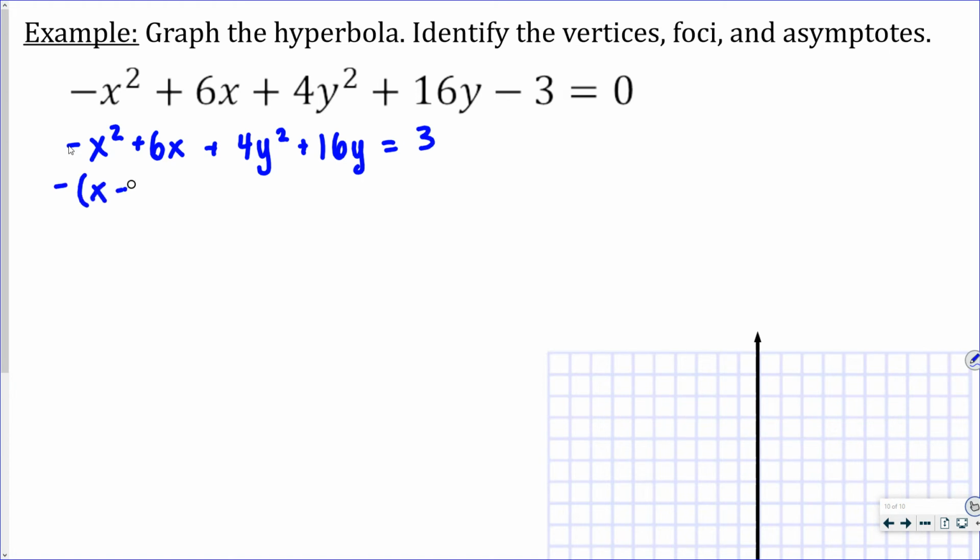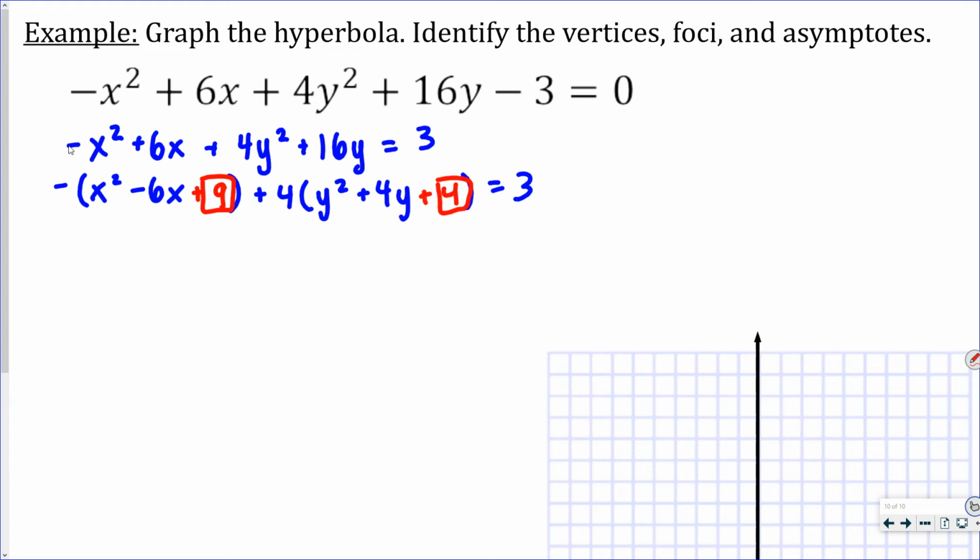This one's good to go over too. It's a negative, and it has to have a 1 in front. All right, half of -6 is -3, and -3 squared is 9. That's how we complete the square. Half of 4 is 2, and 2 squared is 4. So I really subtracted 9 and added 16.